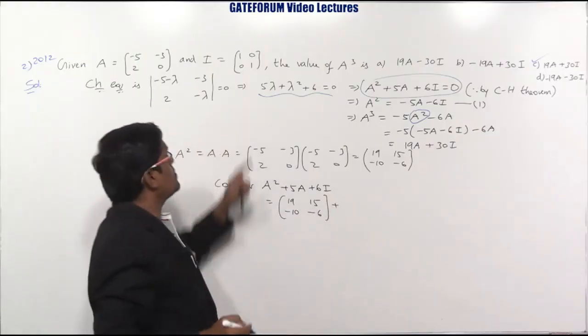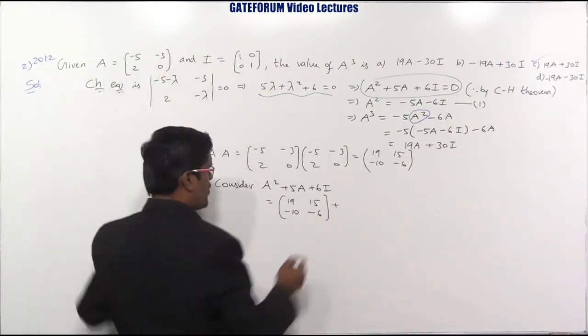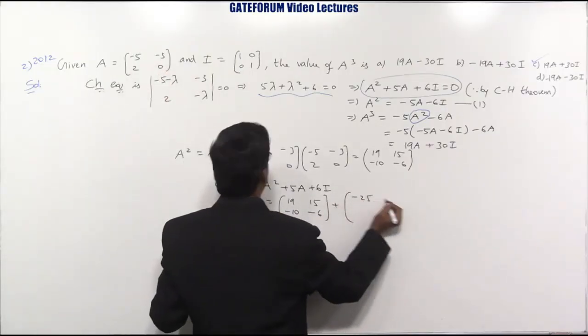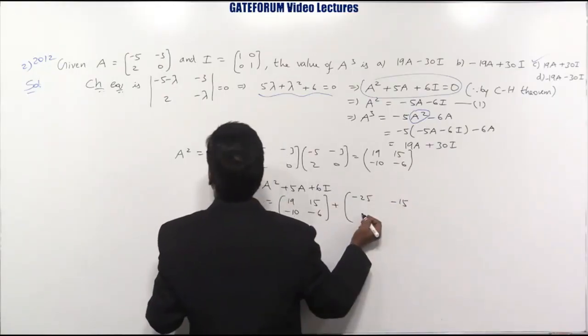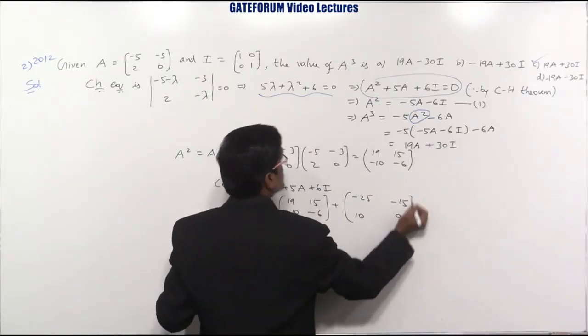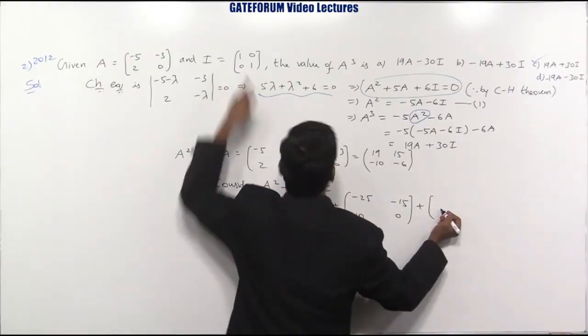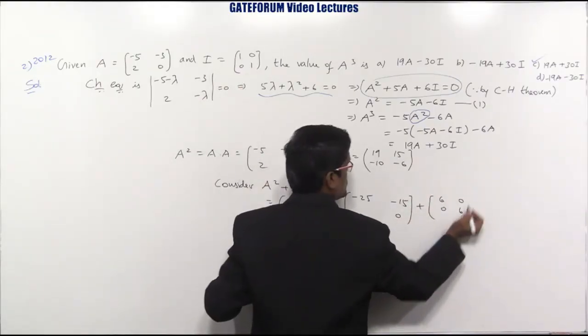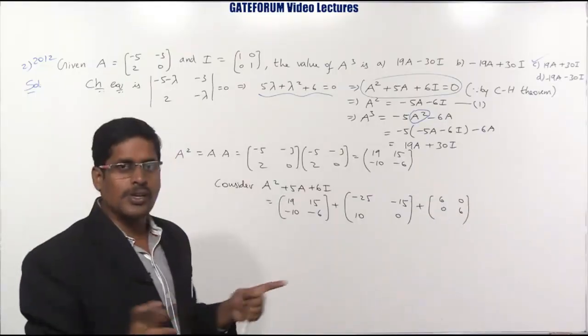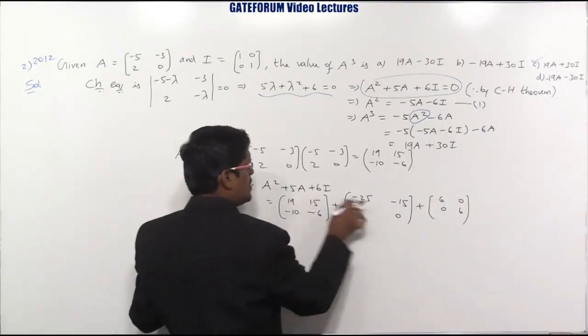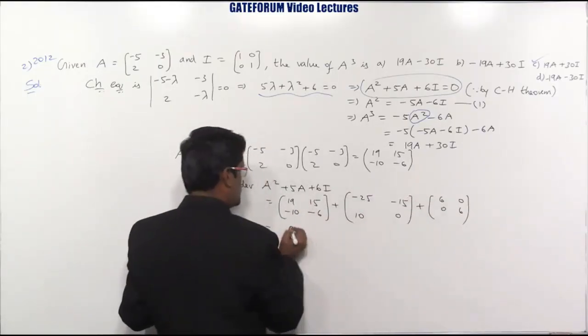5 into A, that means every element of the matrix A is multiplied by 5. 5 into minus 5 is minus 25, 5 into minus 3 is minus 15, 5 into 2 is 10, 5 into 0 is 0. Plus 6I, 6 into these 4 elements: 6, 0, 0, 6. Sum of the 3 matrices means corresponding elements are added. So 19 minus 25, that is minus 6, plus 6 gives 0.